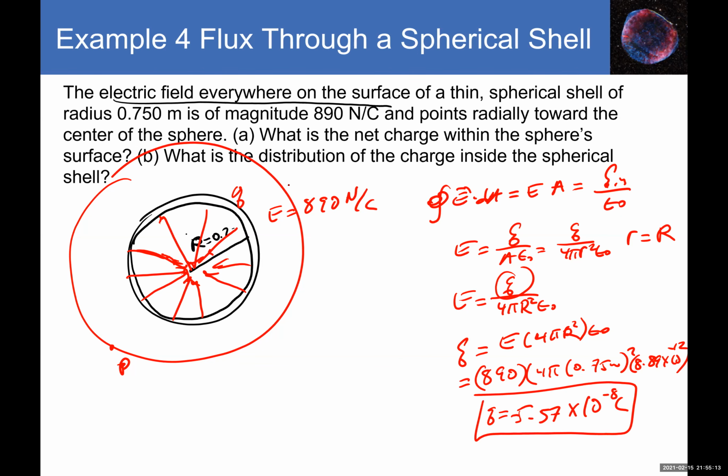Okay, then what is the distribution of charge inside the spherical shell? What we have is that the negative charge is a spherically symmetric charge distribution concentric with the spherical shell. So again, using this, we can find what type of net charge we have and what type of distribution we have. All right, so this concludes this chapter.